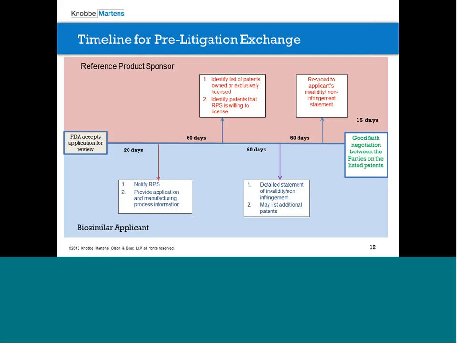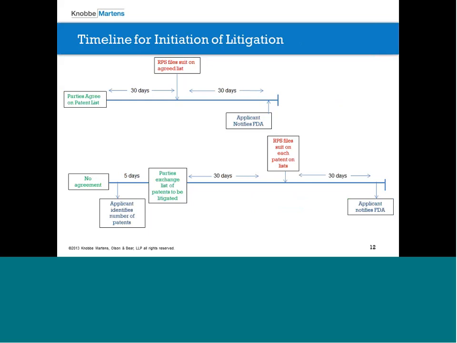And then following that, there's a good faith negotiation between the parties on the patents that have been identified, and the statute provides a 15-day period for that negotiation to take place. And once the negotiation has happened, then there are 2 potential scenarios for how litigation may be initiated. And you can see the 2 potential scenarios on the next slide.